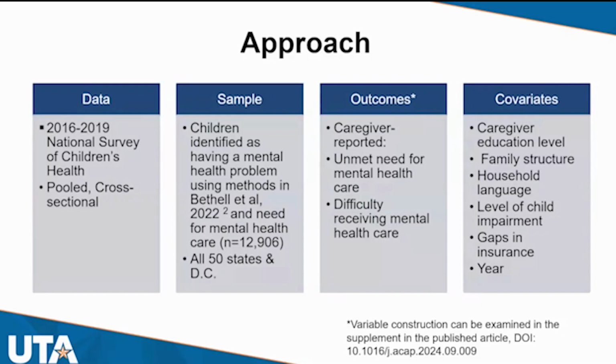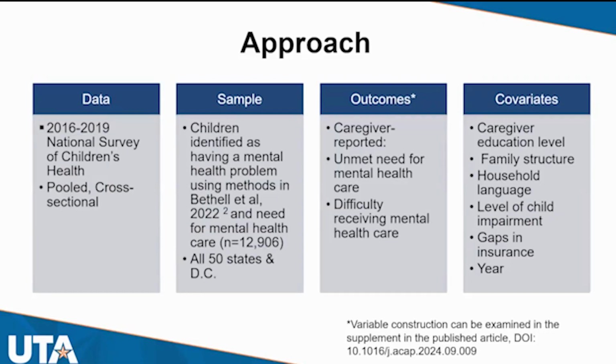This is the part that I can skip a little bit because I know we're going to run short on time, but essentially this is pooled data, pooling 4 years of the National Survey of Children's Health. I identified children as having a mental health problem using methods that are set out in Bethel and colleagues' 2002 article. And I required and also tagged children that had a mental health problem according to this algorithm and needed mental health care. So my final sample was about 12,000, 13,000 kids. And I included all 50 states and the District of Columbia.